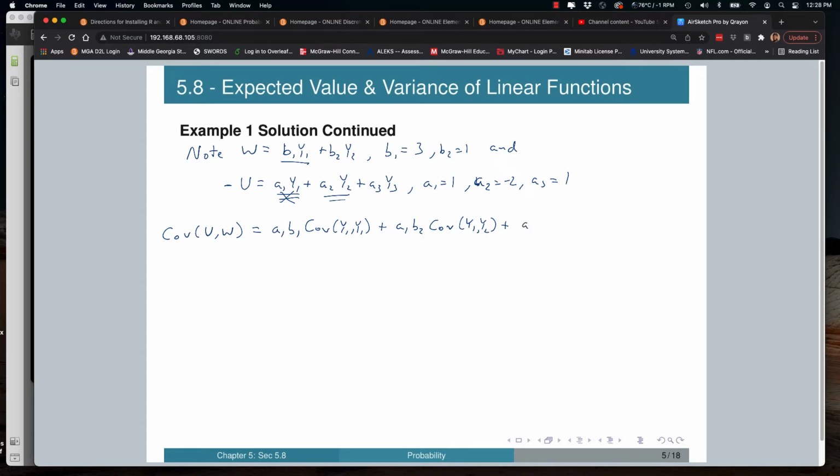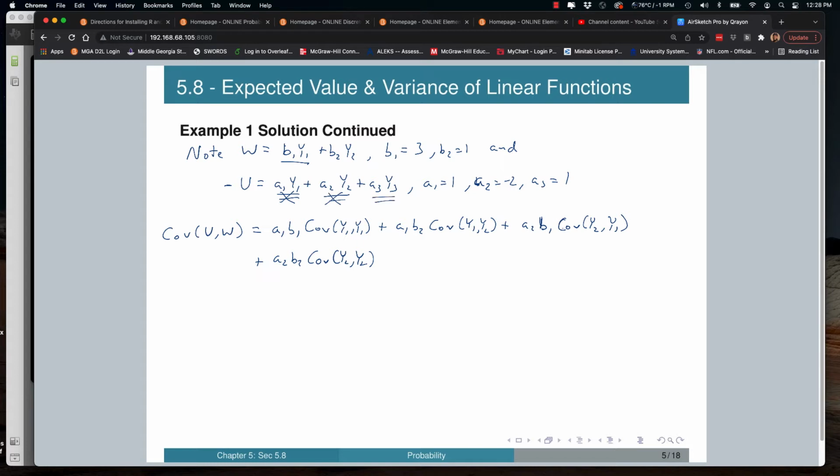We got a sub 2, b sub 2, and then the covariance of y sub 2 and y sub 2. Or sorry, I skipped a step there, although that one will be in there too. It should be a sub 2 and b sub 1 first, if you're keeping them in order: y sub 2 and y sub 1. Plus a sub 2, b sub 2 now, covariance of y sub 2 and y sub 2. So we've exhausted the a sub 2 variable.